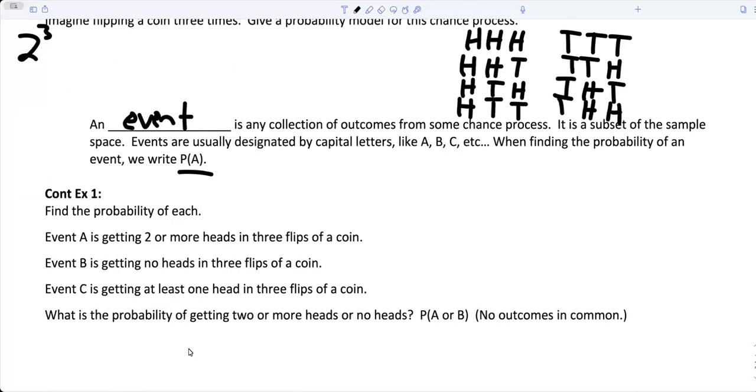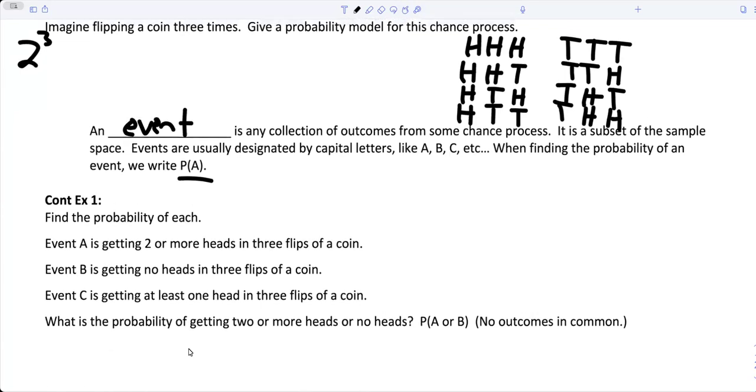Event A is getting 2 or more heads in 3 flips of a coin. What would this probability be? How many outcomes have 2 or more heads? There's 4, right? Out of the total of 8. So this would be 4 out of 8.